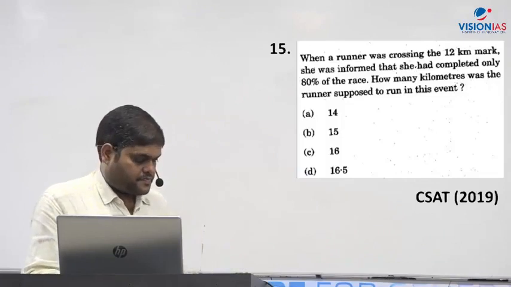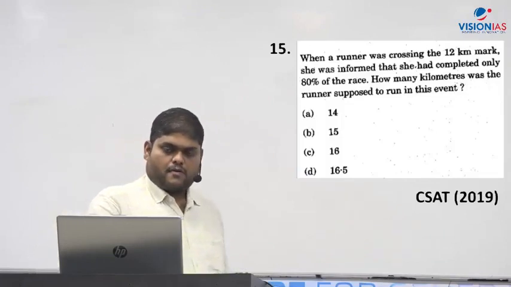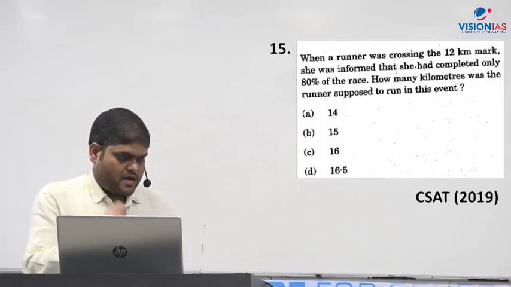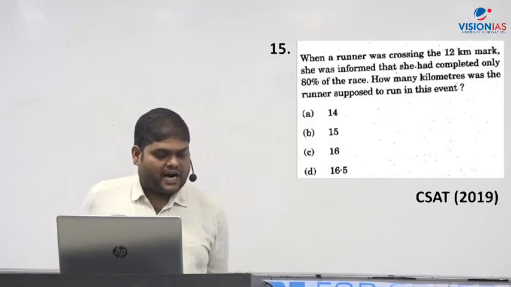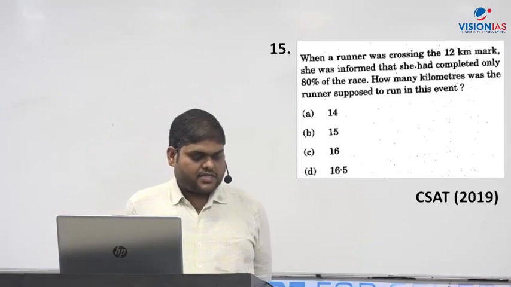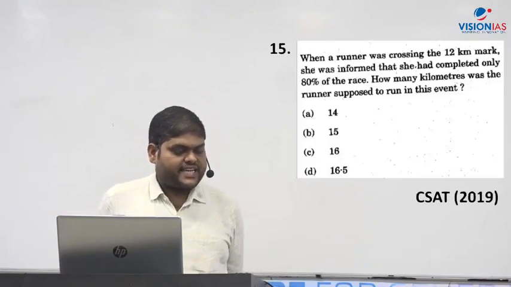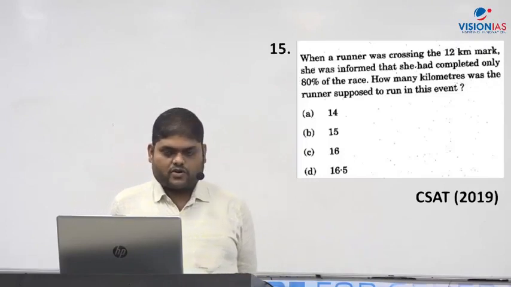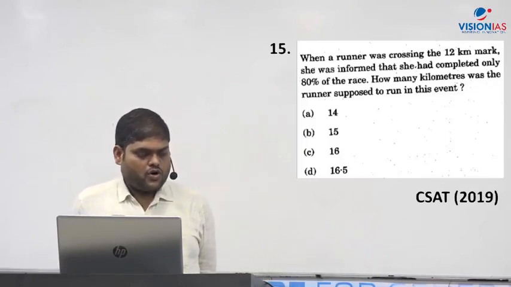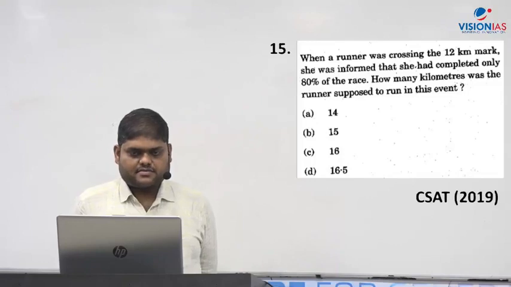Solve this. When a runner was crossing the 12-kilometer mark, she was informed that she has completed only 80% of the race. How many kilometers was the runner supposed to run in this event?